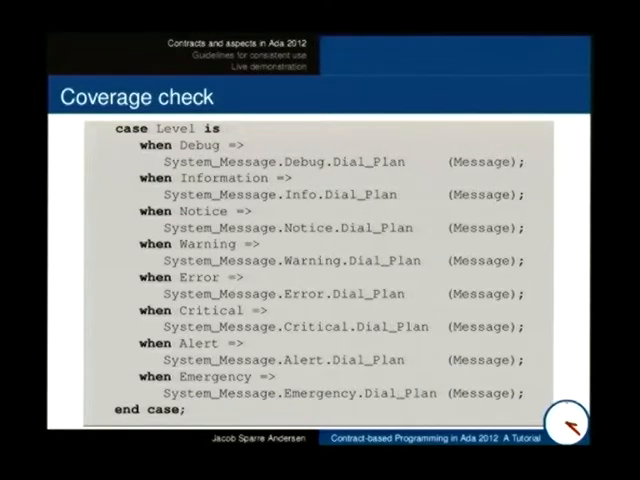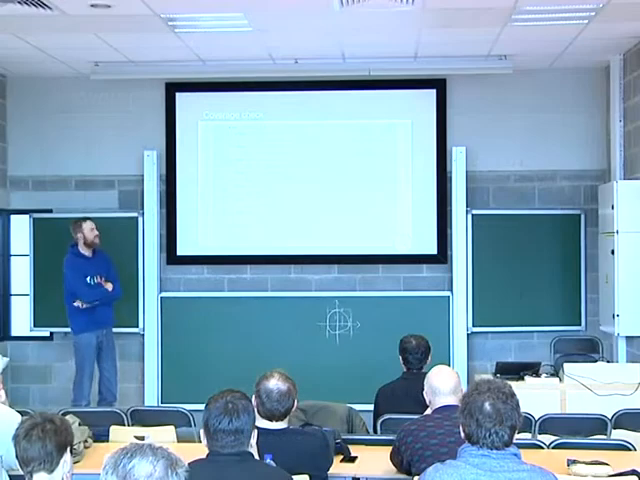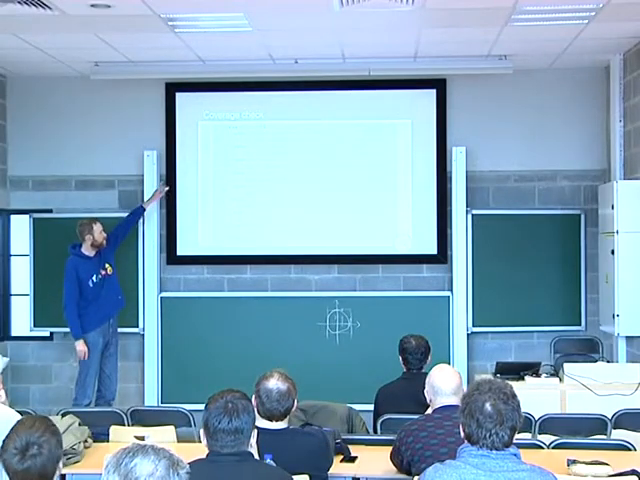And then I talk about coverage checks. Here I have a not very nice example of a case statement. Level is the level of some logging messages, the severity level. And then we say the different operations for where to send the messages depending on the level. It's split out in the case statement.